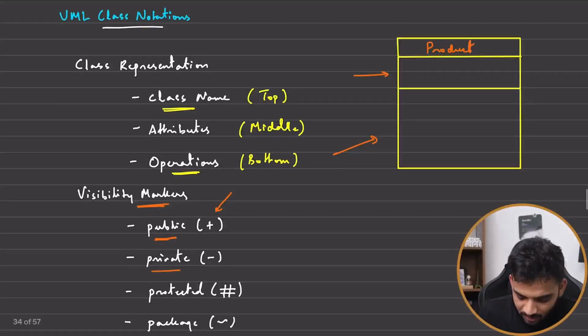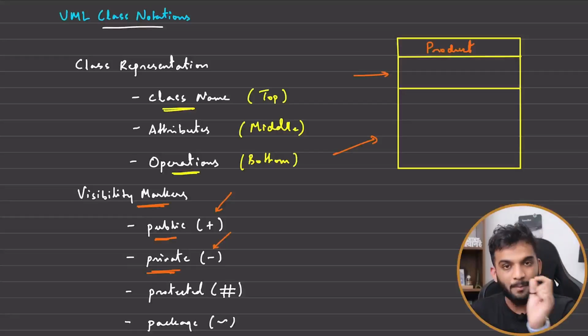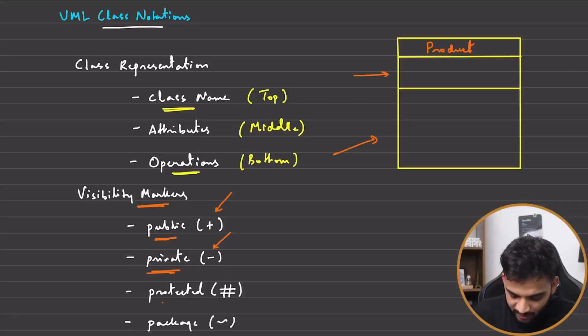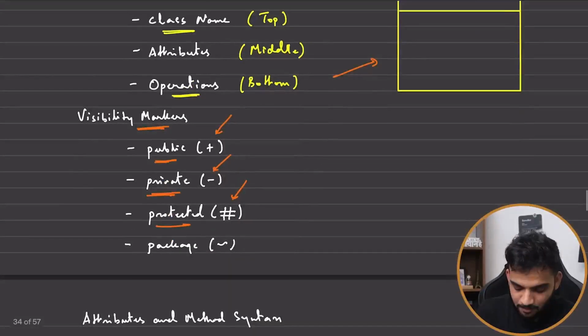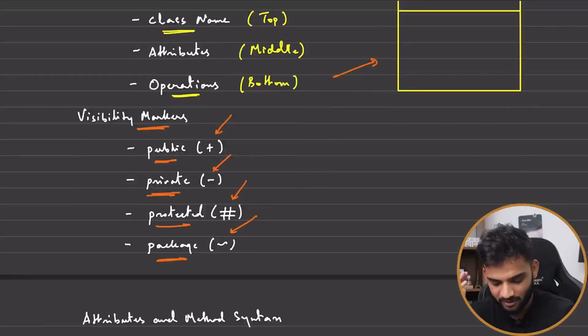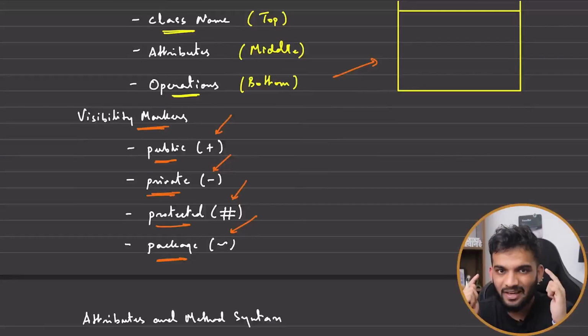If it is private, you'll be using the minus marker. If it is protected, you'll be using the hashtag. If it is package protected, you'll be using this tilde or whatever you call it. Perfect. So these are visibility markers. Keep them in your head.